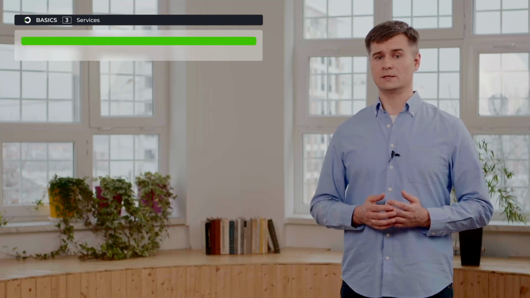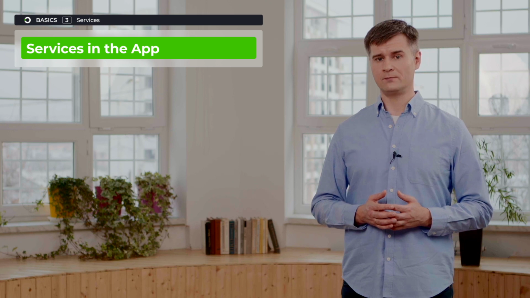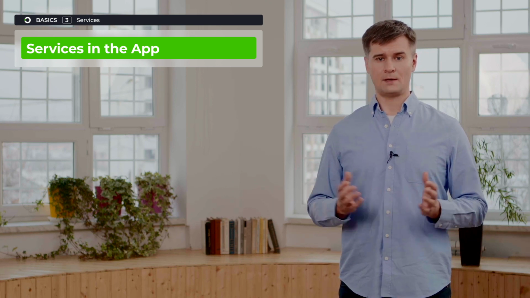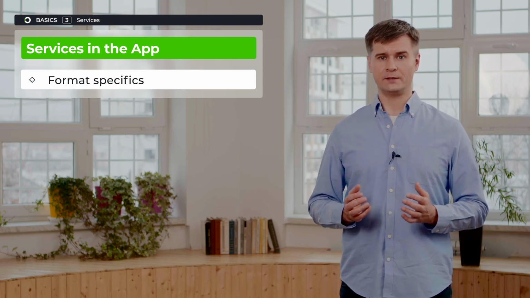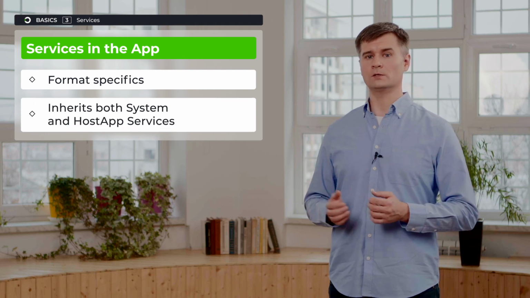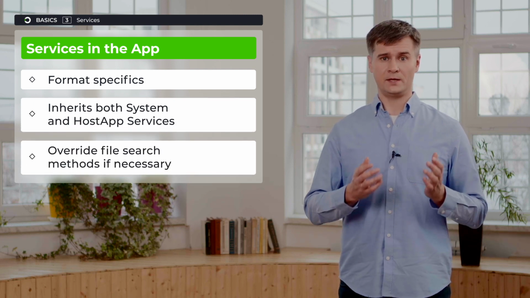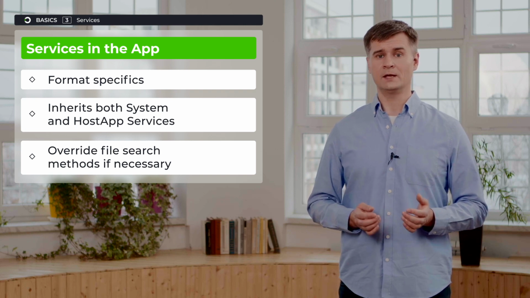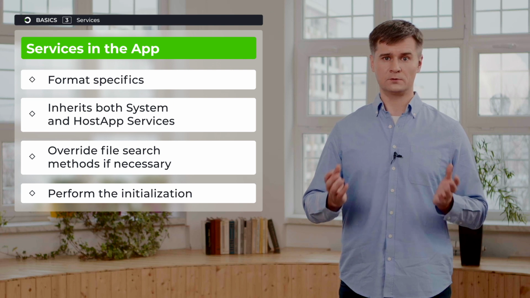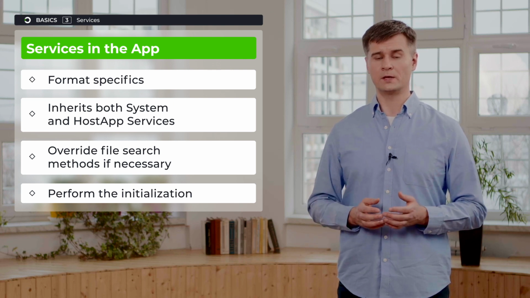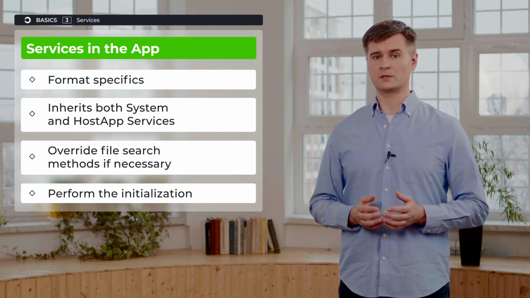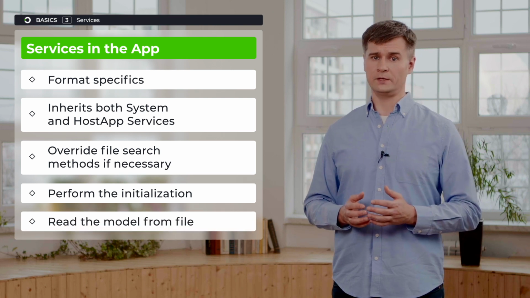A common practice of working with services is the following. We create some MyServices class inheriting from both system and HostApp services. We override some of the methods related to file find in this class if necessary, of course for our purposes, for instance to search for some fonts or etc. We create the object of this class and use this object to read the file.